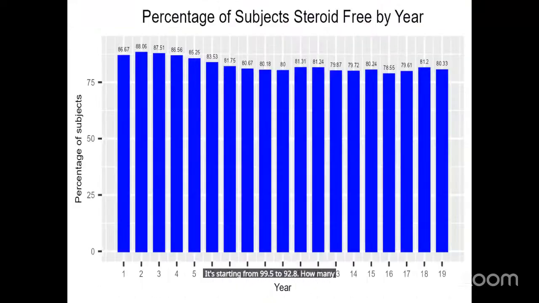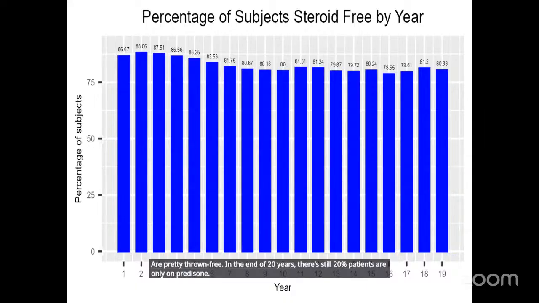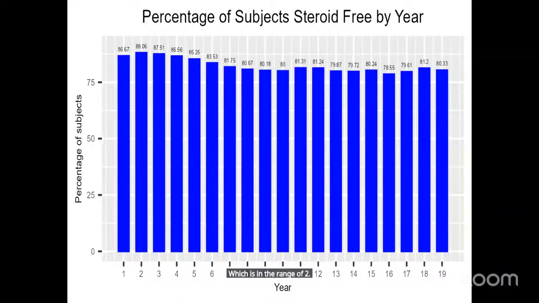How many patients remain prednisolone free year by year? When I try prednisolone-free for everybody, it does not mean 100% of patients are prednisolone free. At the end of 1 year, around 86 or 87% are prednisolone free. At the end of 20 years, still 20% of patients are on prednisolone, which is in the range of 2.5, 3.5 milligram. Which are those patients who get prednisolone?